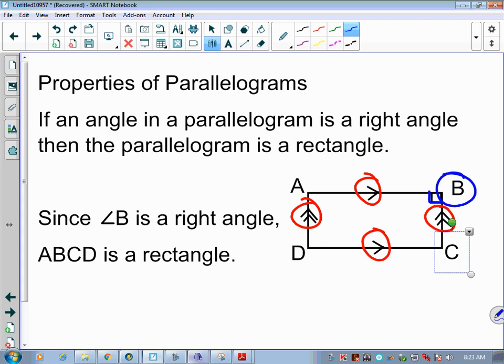So in this case, because angle B is a right angle, ABCD is a rectangle. So we're looking for kind of the least common denominator. What is the smallest amount of proof that I need to prove something? In this case, if I know it's a parallelogram and I have one right angle, we know that it is a rectangle.